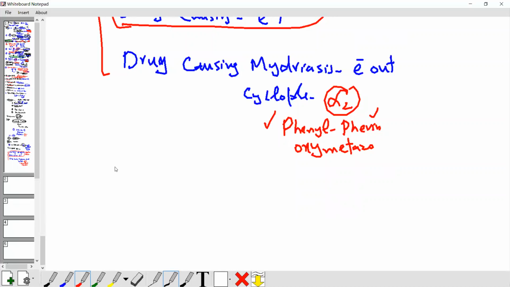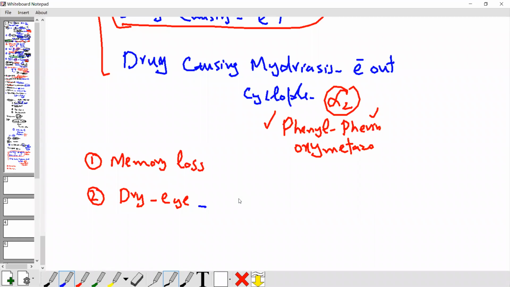Now move on to side effects. What are the side effects of these drugs? Number one, from up to down: memory loss. Why memory loss? Because they block acetylcholine in the brain. Next effect, in the eye: dry eye. Another problem in the eye: blurring of vision for far or near.